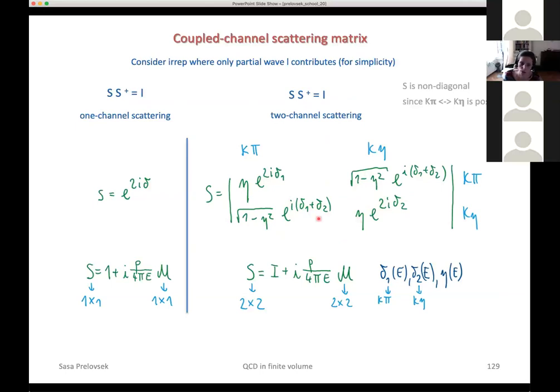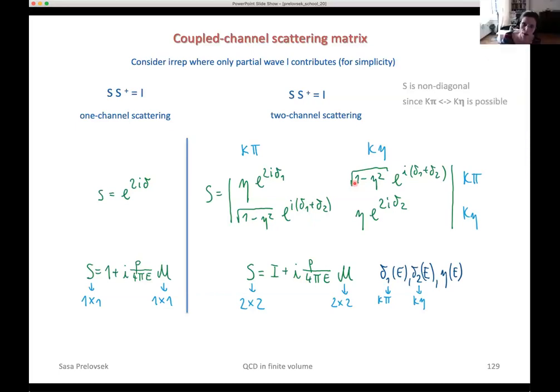And let's see what if eta is 1. If eta is 1, then this is 0, and this is 0. So this will be like diagonal scattering. There will be no mixing between k pi and k eta. But in general, because k eta and k pi have the same quantum numbers, they can in physics go to each other. So in general, this is non-zero. So you have a scattering matrix which is parameterized in terms of three parameters, which are also functions of energy. And this matrix M, the scattering matrix that we talked about, is a 2 by 2 matrix, and you need to extract the information on this whole matrix. And that's a challenge.